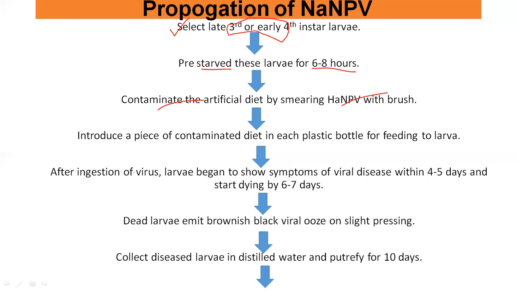After this, introduce a piece of the contaminated diet into each plastic vial where the larvae are already kept for feeding, and these larvae are already pre-starved. After the larvae ingest the virus and start feeding, they begin showing the symptoms of viral disease.